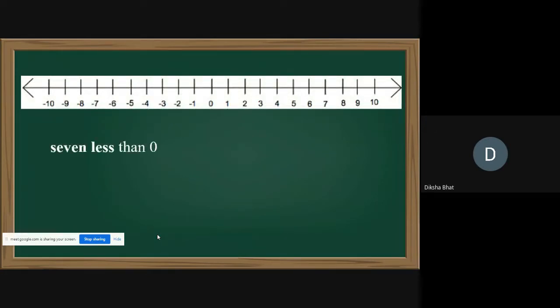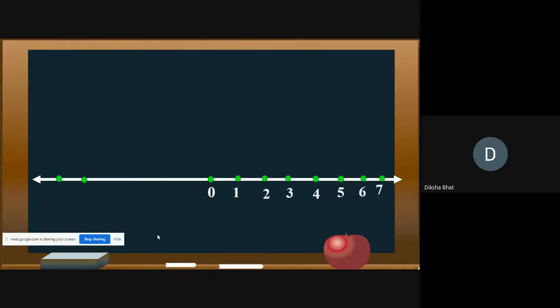Now identify the integers. 7 less than 0. -7. Yes, correct. 6 less than 0. -6. Correct. 1 less than 0. -1. Correct. Now we know that 0 is in the middle, and for addition we move to the right of 0, and for subtraction we move to the left of 0.